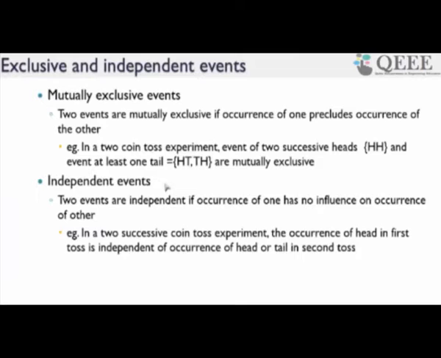When two events are mutually exclusive, the example is given here. We call events mutually exclusive if the occurrence of one event excludes the occurrence of the other event. So if one occurs, the other one cannot occur at all. That is what are called mutually exclusive events. Independent events are events where the occurrence of one event has no influence on the occurrence of the other event. Those are two other concepts used in probability.